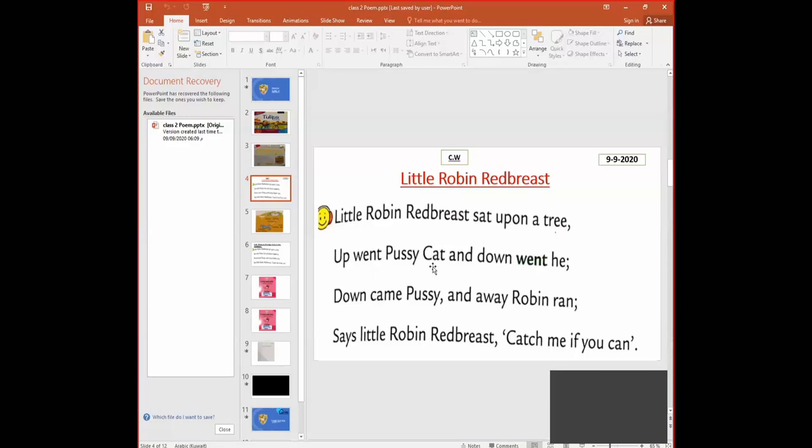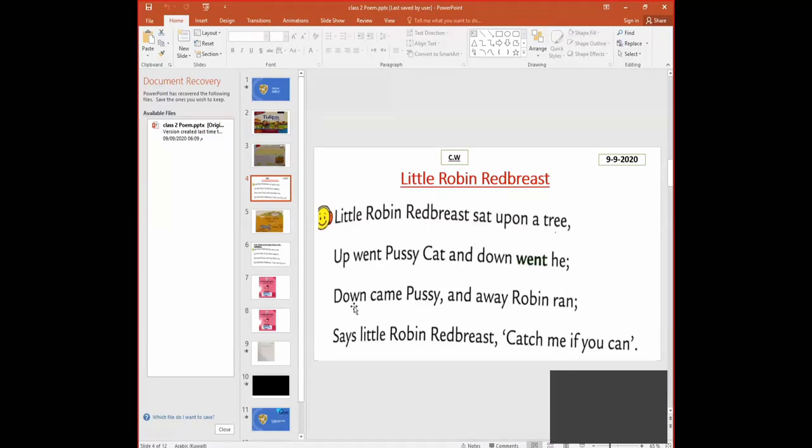The next sentence: up went pussycat and down went he. Once again, the same sentence. Up went pussycat, and down went he. Okay, good.